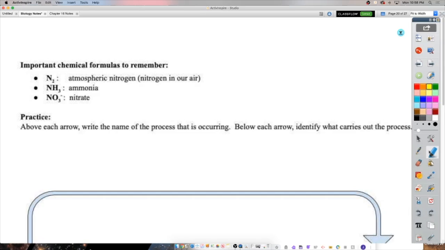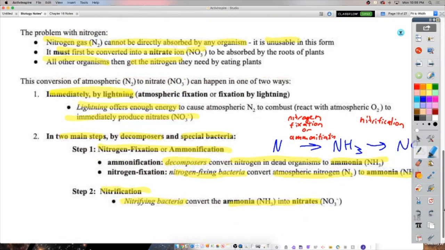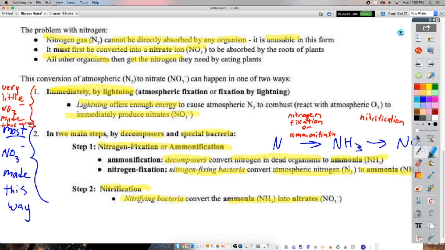Okay, so just a reminder here of the important chemical formulas to remember. You got to remember N2. That's the stuff that's useless to living things, but it's everywhere. It's all around us. Kind of frustrating, isn't it? It's right there. You can reach out and touch it, but you can't use it for what you need it for. Okay, it becomes ammonia somewhere along the way, and then eventually, if it gets nitrified, it will become a nitrate, which can be absorbed by living things. If lightning happens to work on it, you can skip this step to this step, but reminder that most of it happens the slow way, not the fast way with lightning. Okay, vast majority happens the slow way.